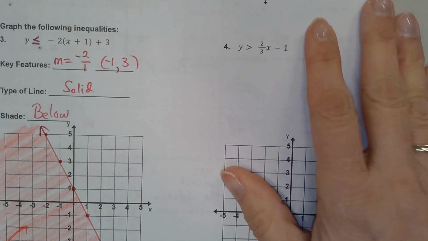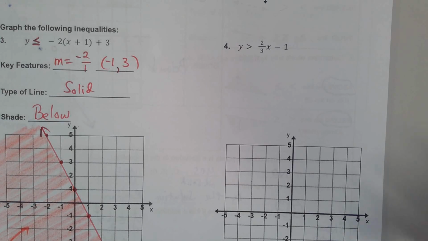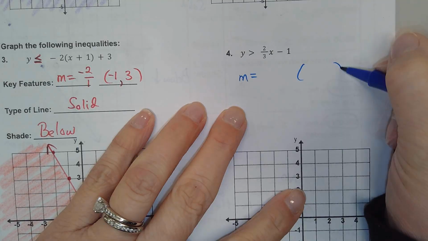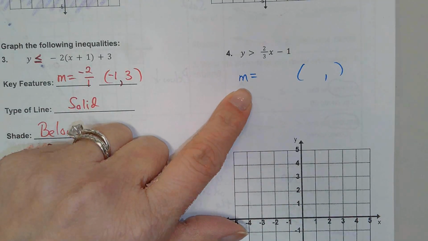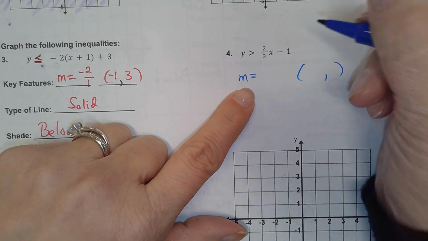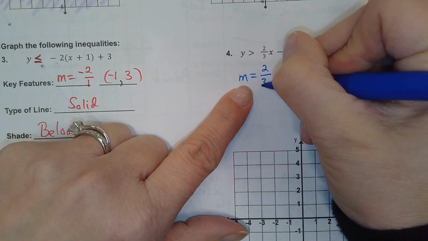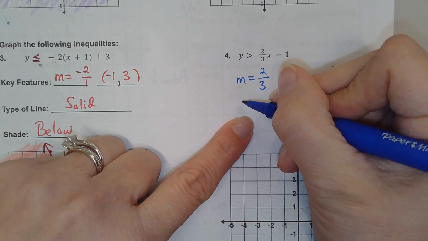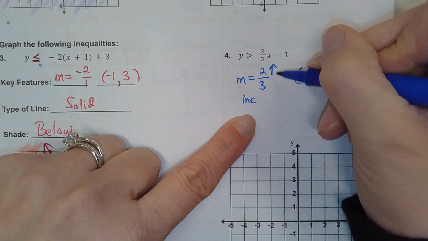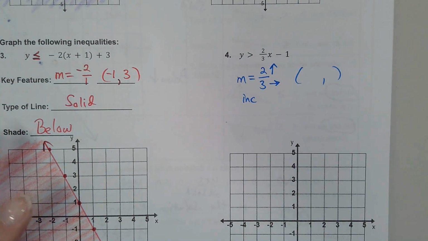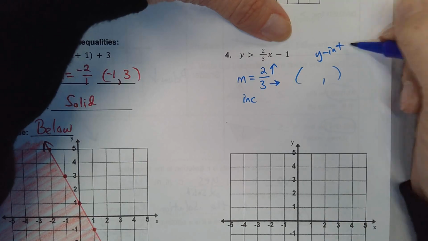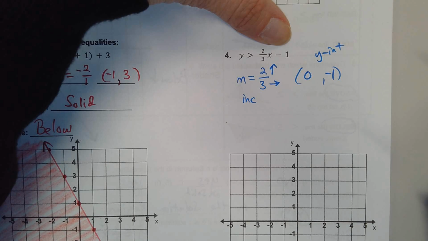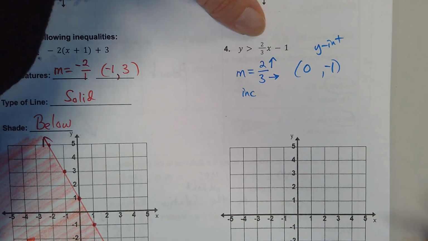One more. This one is slope-intercept form. Okay, there are key features: a point and a slope. What is the slope of this line? Up 2 over 3. Will it increase or decrease? It will increase since it is positive. And what is the y-intercept point for this line? 0, negative 1. Okay, what else do we need to know to graph this?